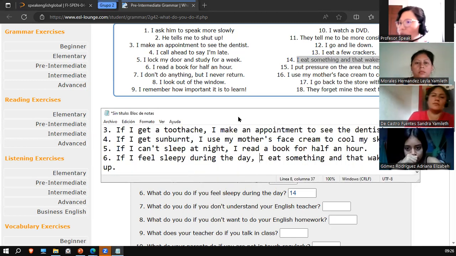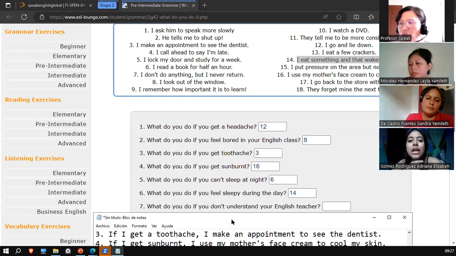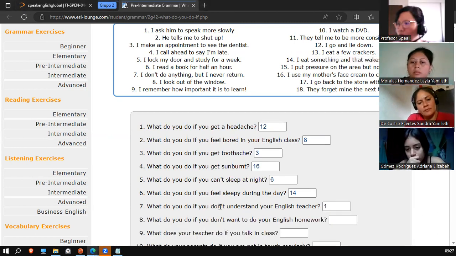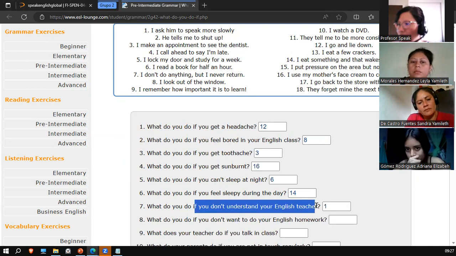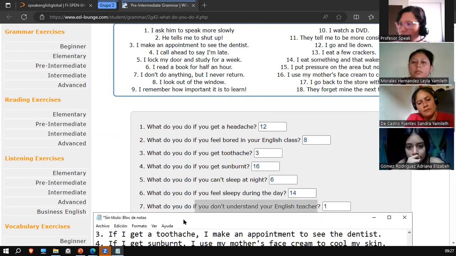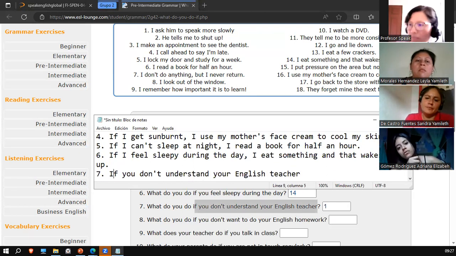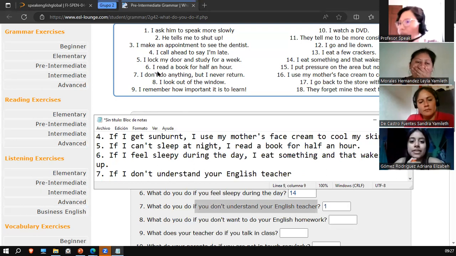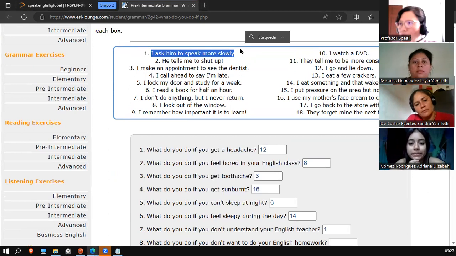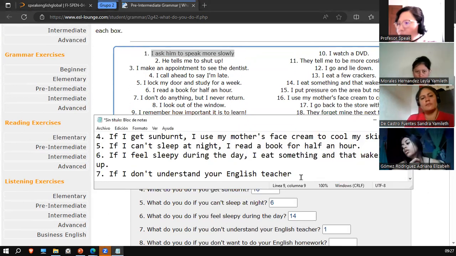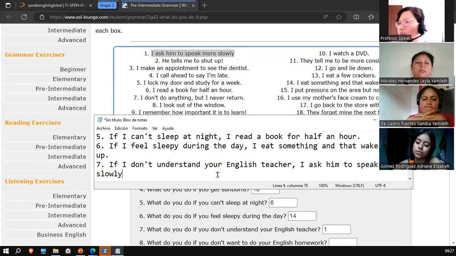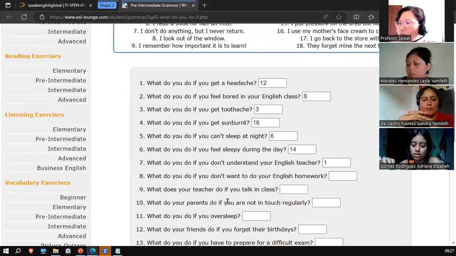Muy bien. What about number 7, guys? What do you do if you don't understand your English teacher? Number 1, I ask him to repeat more slowly, okay? So I'm going to say this, right? If I don't understand my English teacher, right? Number 7, vamos a borrar esto. My English teacher, number 1, I ask him to speak more slowly.